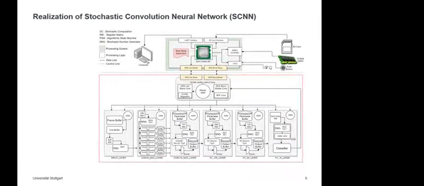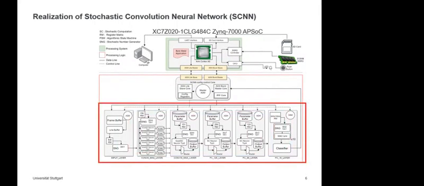Realization of stochastic convolution neural network. The choice of FPGA is the Xilinx XC7Z020. It offers a heterogeneous computing platform consisting of programmable logic fabric and processing system, which is an ARM Cortex-A9 CPU. The complete stochastic convolution neural network is realized on the programmable logic fabric, which is shown in the red box here.